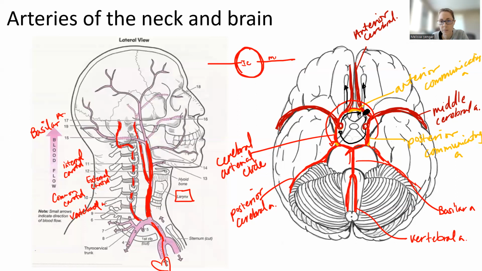Remember, this will be middle cerebral artery, just like that. And then basically you kind of just want to have two little arms that come off anterior, and this will be our anterior cerebral artery. That makes this the anterior communicating.